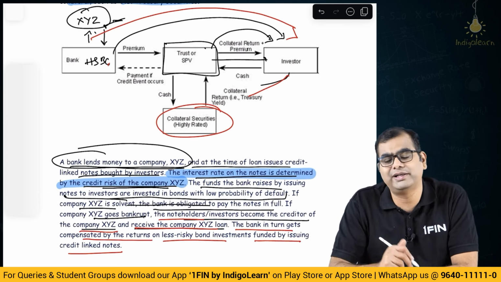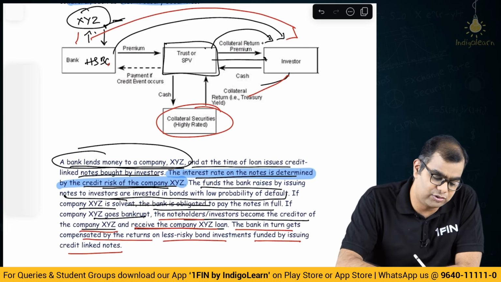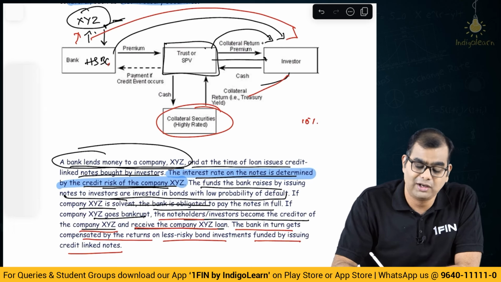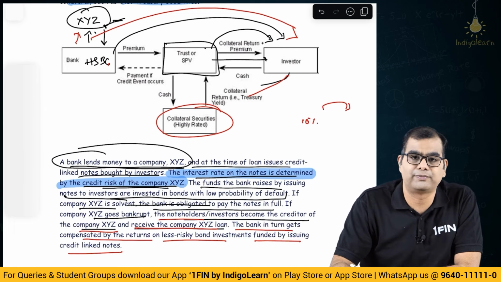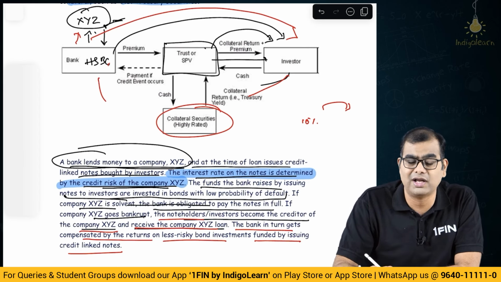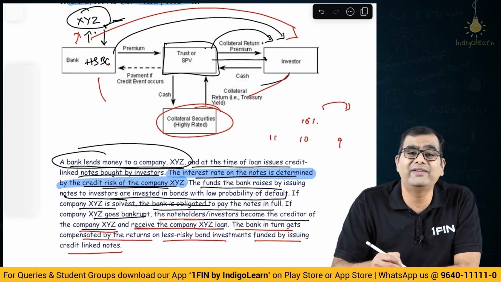How does a bank make money in this whole exercise? You tell me. See, typically what happens? The bank is selling to XYZ, giving them a loan at, let's say, 10%. Now, when they issue a credit-linked note, they have to pay interest, right? HSBC has to pay interest to the investor because they have borrowed money from the investor. So, when they borrow, will they borrow it at 11, at 10, or at 9? When will they make money?